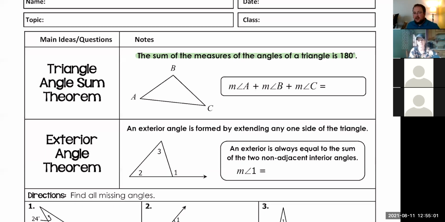So in that diagram, if you took the measure of angle A plus angle B plus angle C, we know that even not knowing any of their measurements at all, I still know that whatever they are, they have to equal 180 degrees.